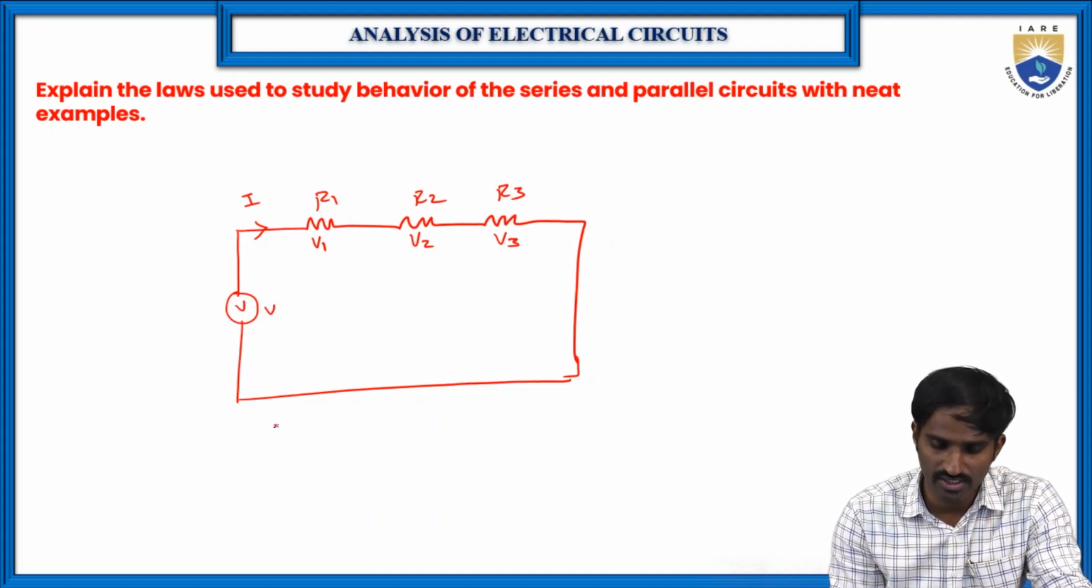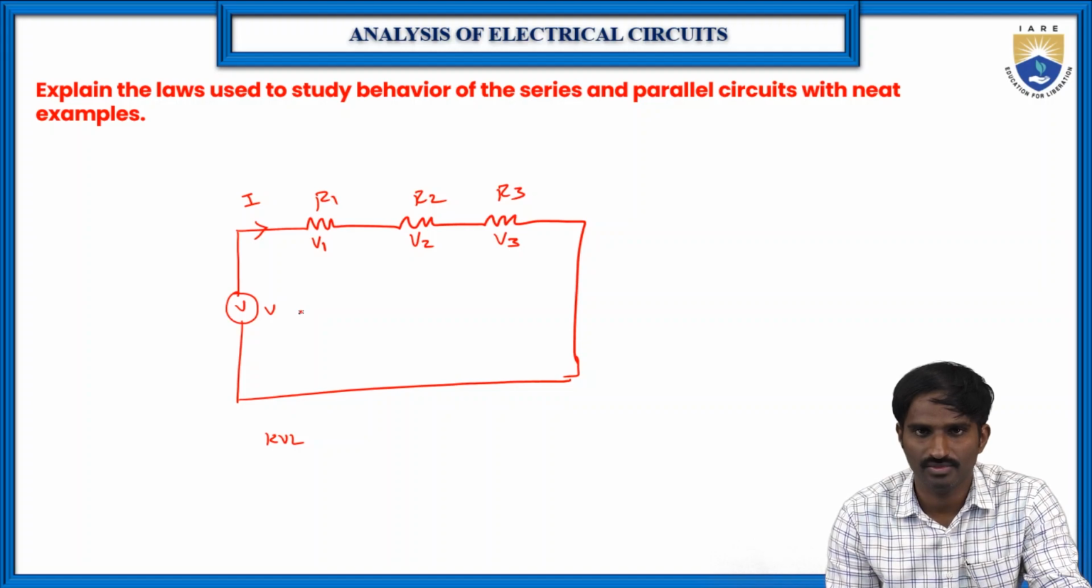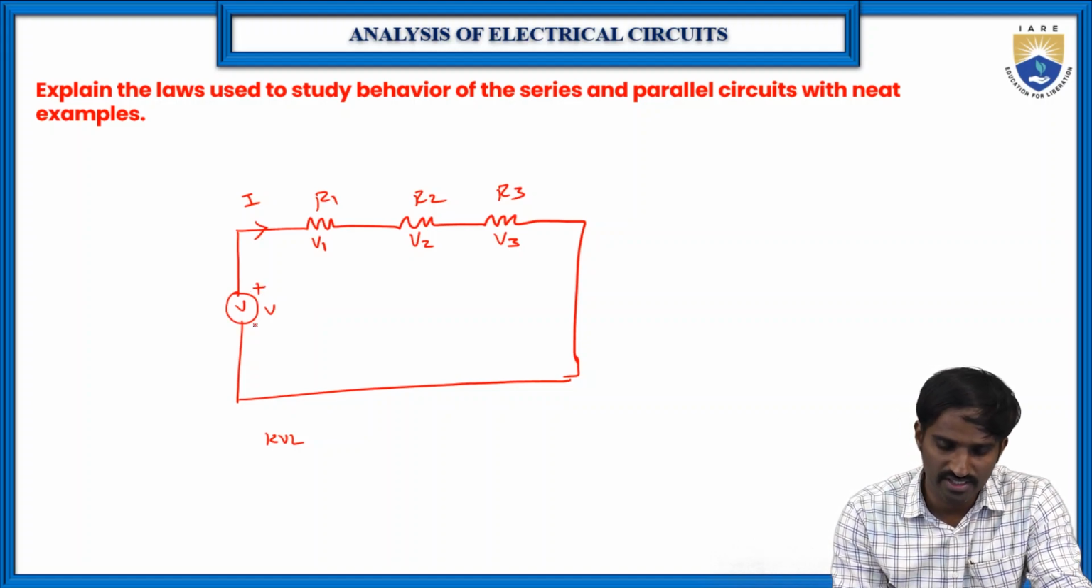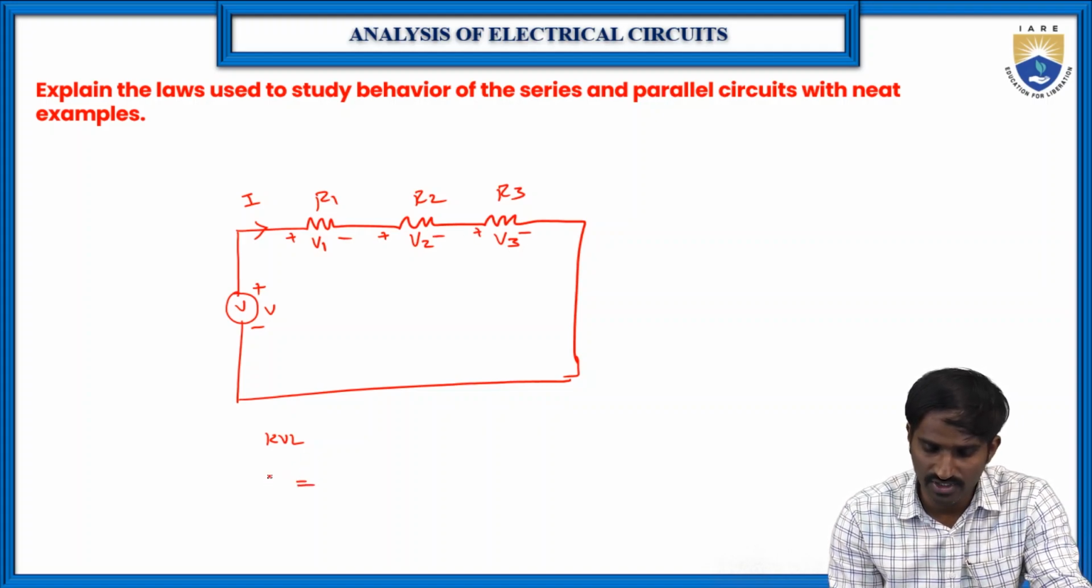So as we know, simply the KVL, Kirchhoff's voltage law: the algebraic sum of the voltages in a particular loop is equal to 0. Right? So plus minus, let us consider, and here it is plus minus and plus minus and plus minus. Then here you will get, according to KVL, V is equal to V1 plus V2 plus V3.